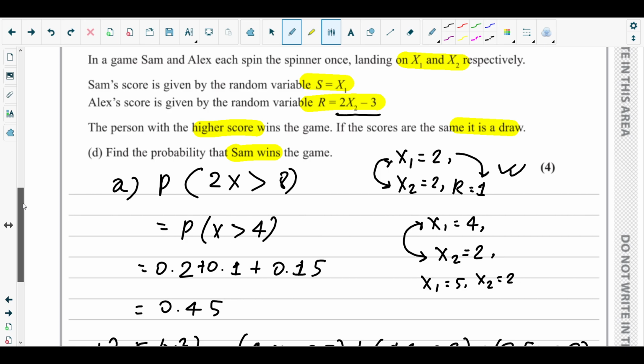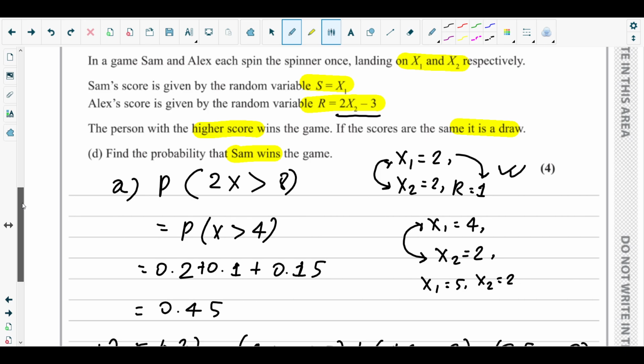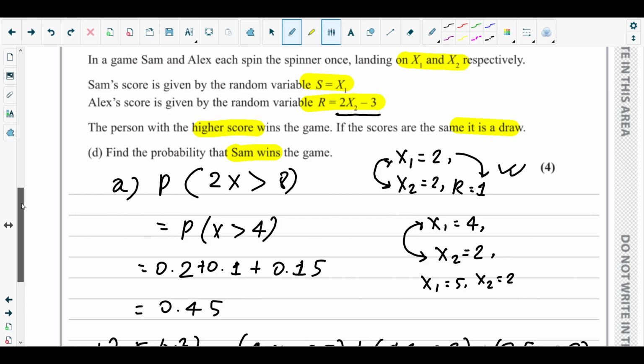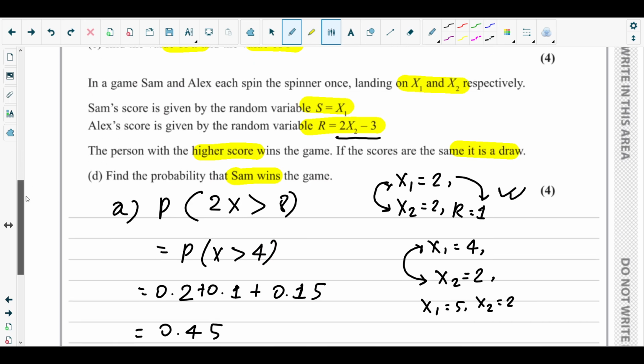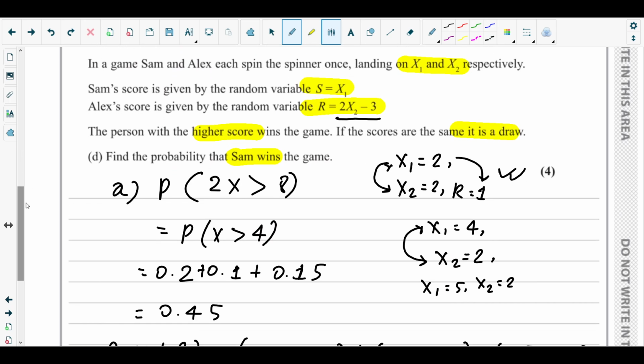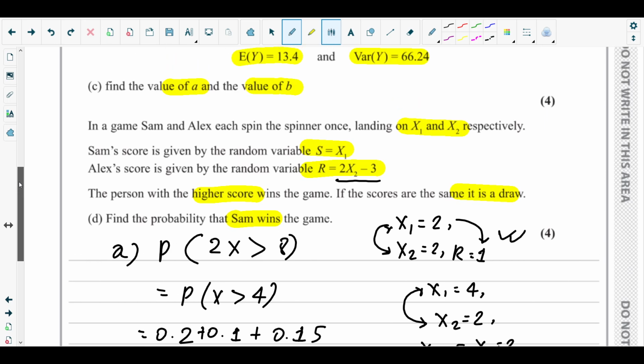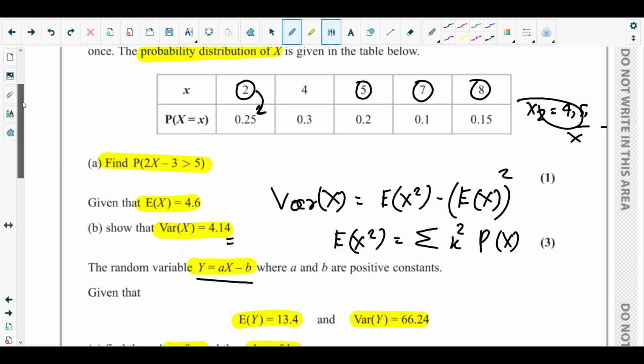But if you consider x2 to be 4, 4 times 2 is 8, 8 minus 3, it becomes equal. Okay, it becomes a draw. So x2 equals 4 is also not acceptable. We got another combination: x1 should be 5, x2 should be 2. That's what we need to do here. We need to separately find out the combinations.